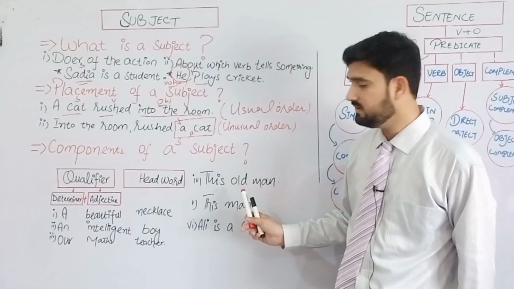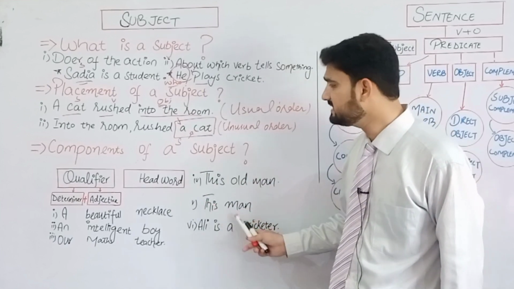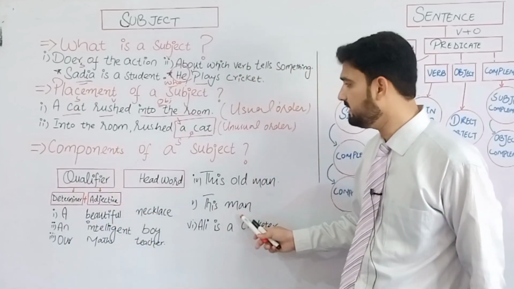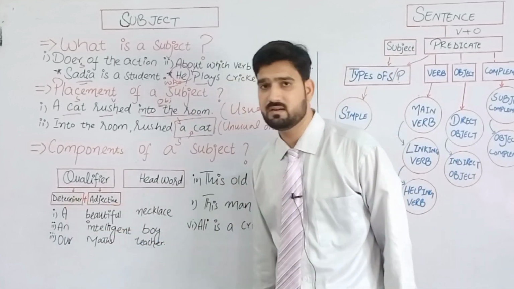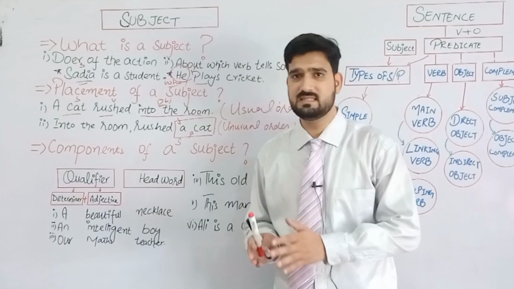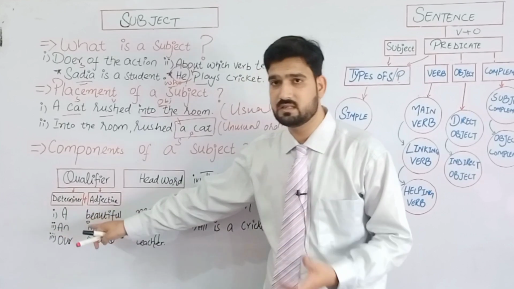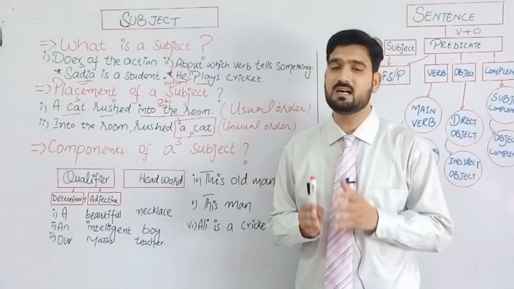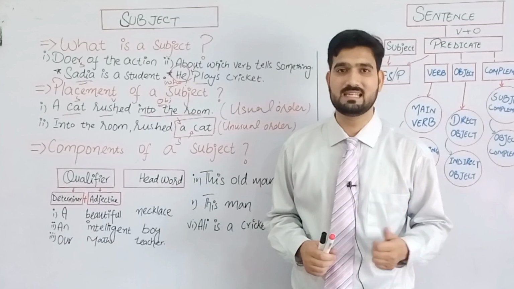This old man: here the head word is man, old is an adjective, and this is a determiner. This man: it doesn't mean that it always takes an adjective. Here we do not have an adjective. In the next one we do not have any determiner. For example, Ali: it starts with a head word. So basically it has a head word, but sometimes it also has a qualifier such as a determiner or adjective. In the next slide we will understand how many different types of subject are present in any sentence. So let's move over to our next slide.